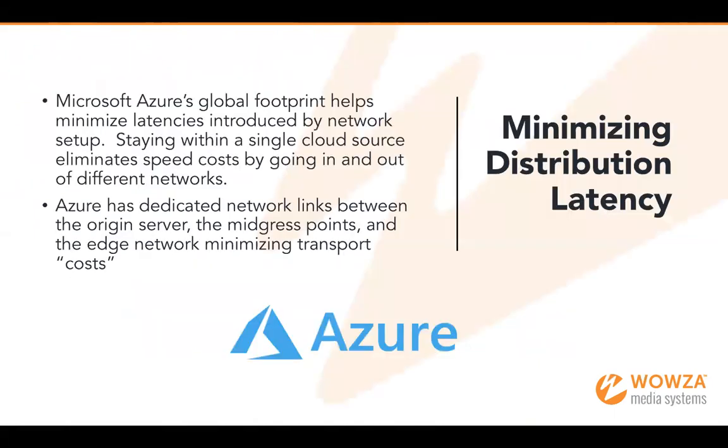As noted, keeping everything within a single cloud provider, Microsoft Azure, really helps minimize those latencies. We like to stay within that single cloud source to eliminate speed costs from going in and out of different networks. And Azure also has dedicated network links between the origin, the midgress, and the edge network, minimizing again those costs that you can incur from transport.